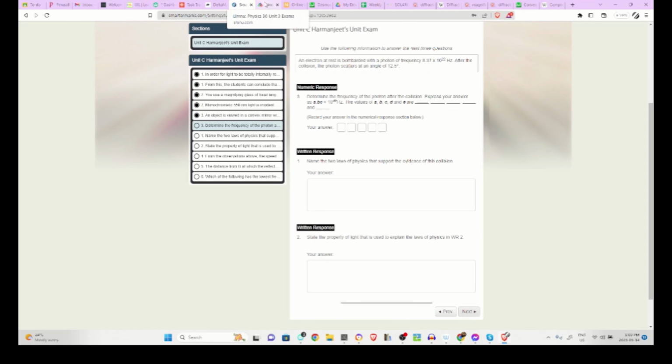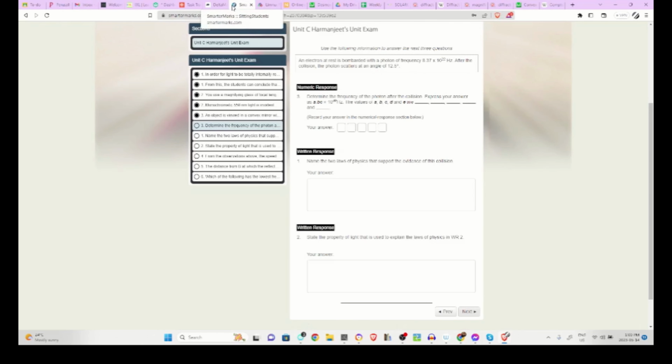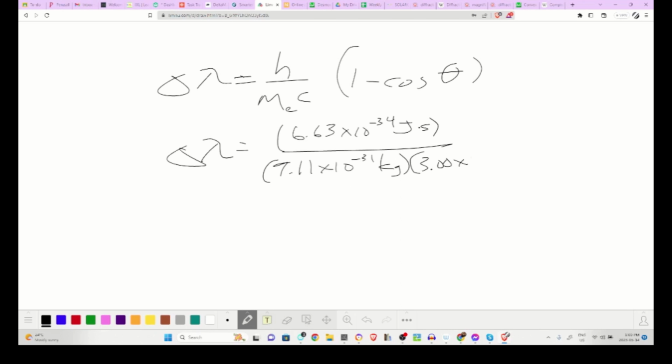We've got our theta, and we have our initial energy. So delta lambda, our h here, do we have a preference in units? Doesn't look like it, so we'll use the SI unit, 6.63 times 10 to the negative 34 joule seconds, all over 9.11 times 10 to the negative 31 kilograms, times 3.00 times 10 to the 8 meters per second, times 1 minus the cosine of 12.5.